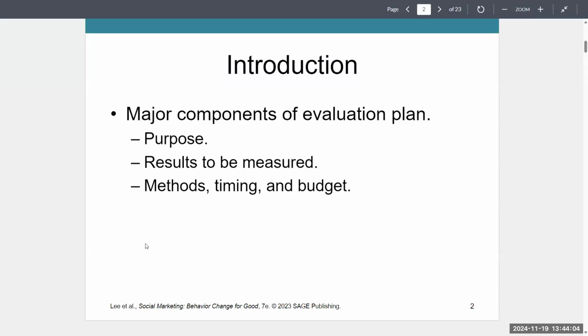Number 2, you want to look at the results to be measured. Once you have a clear purpose, the next step is to identify the specific results that you want to measure. If you're looking for short-term outputs, things like attendance of an event, or long-term outcomes like behavioral change, you have to figure out how you are going to be measuring that.